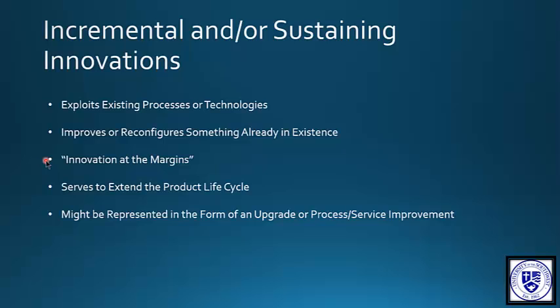So you're talking about adding a really neat new feature. So it is innovative. It's new, but it's not completely changing the cell phone game or the smartphone game. So it's marginal innovation. Again, it serves to extend the life cycle of an existing product. And we often see it in the form of upgrades or improvements to existing products or services. So if we think about why this is important, we have to be able to understand the product life cycle itself.